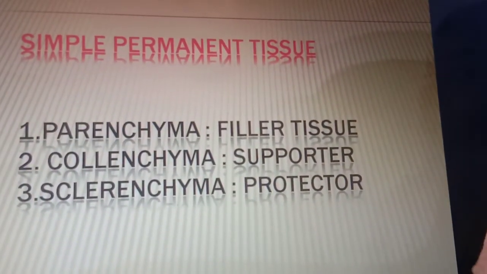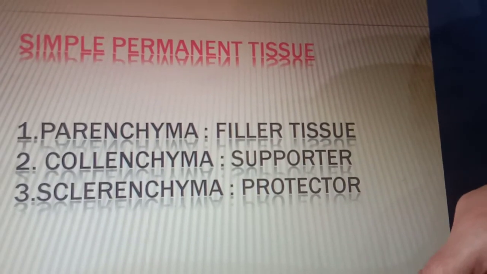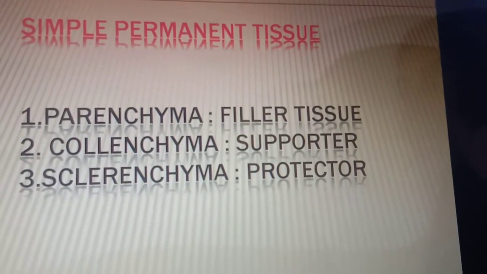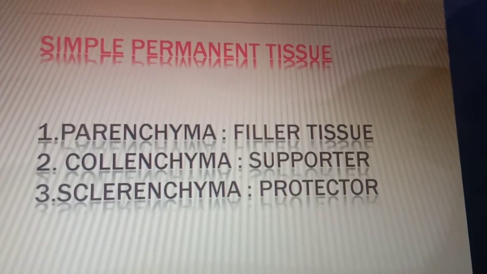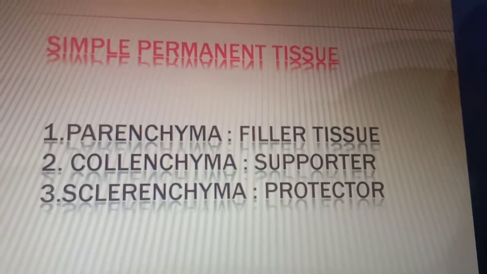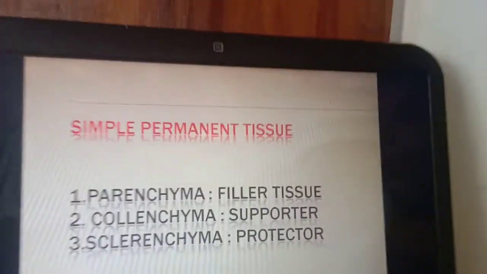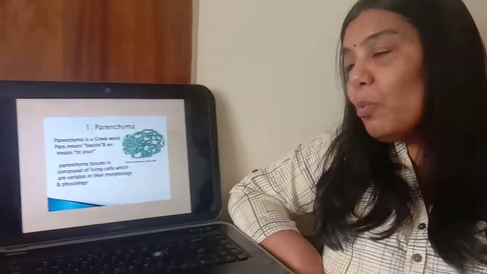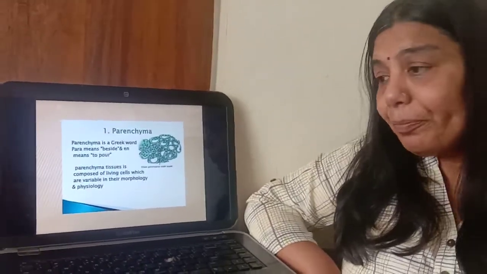Now let's see what these simple permanent tissues are. There are three types of simple permanent tissues, that is parenchyma, which are called the filler tissues, collenchyma, which are called the supporter tissues, and sclerenchyma, which is called the protective tissue. Now let's study one by one. The first one that we are going to see is the parenchyma.